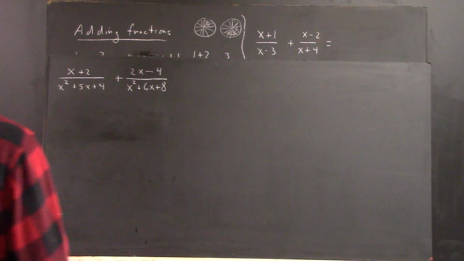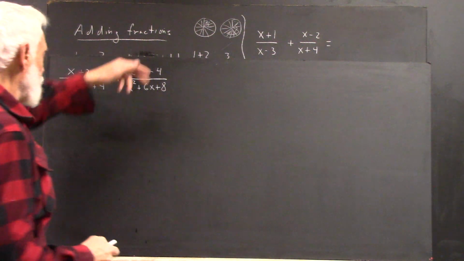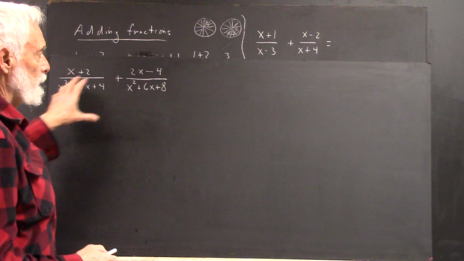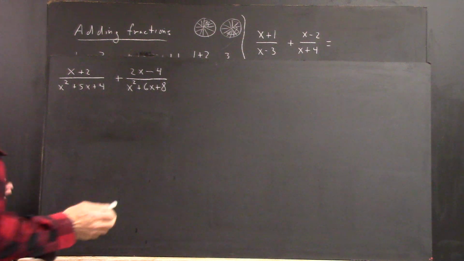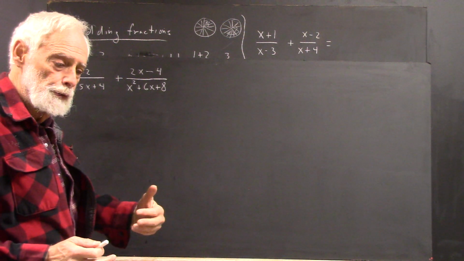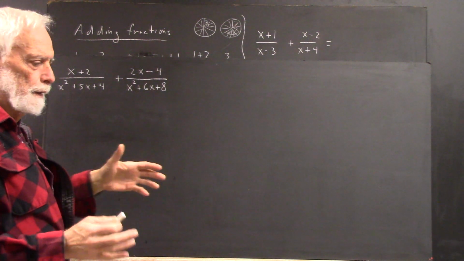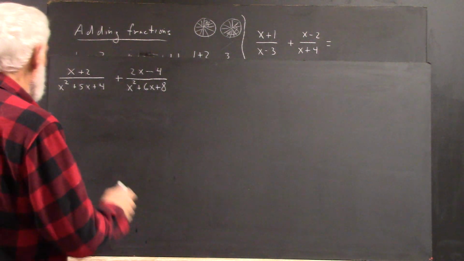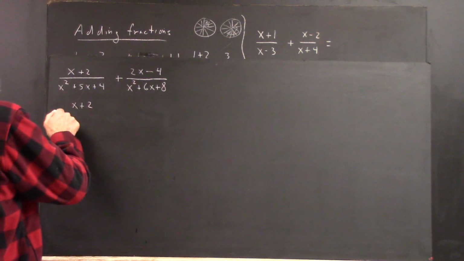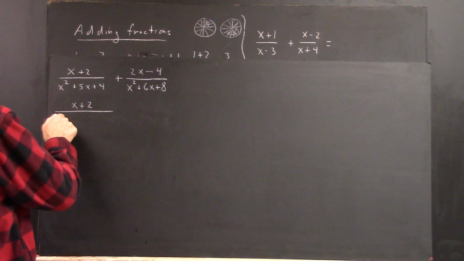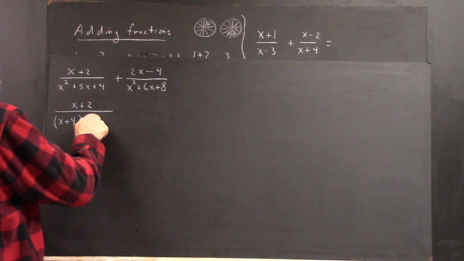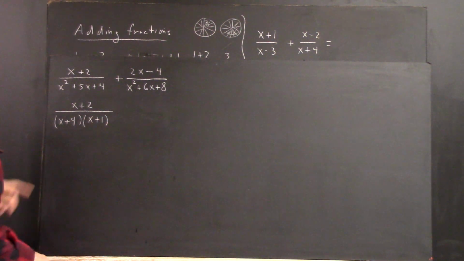Just another example of adding fractional expressions. We have somewhat more complicated expressions here. Just as with numerical fractions, we want to express everything in completely factored form. So we're going to express this first term as x plus 4 with denominator x plus 4 times x plus 1.